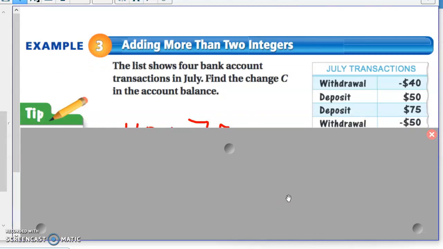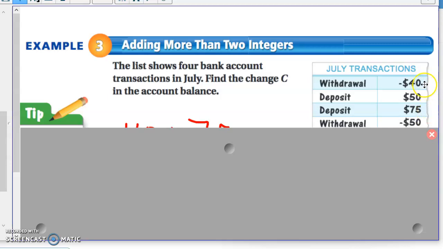A real-life application question. It says the list shows 4 bank account transactions in July. Find the change C in the account balance. When I look around at these transactions, withdrawing money is a negative number, depositing money is a positive number. So I can see that I can cross off this deposit here of $50 because then I turned around and withdrew the $50. So those actually cancel each other out.